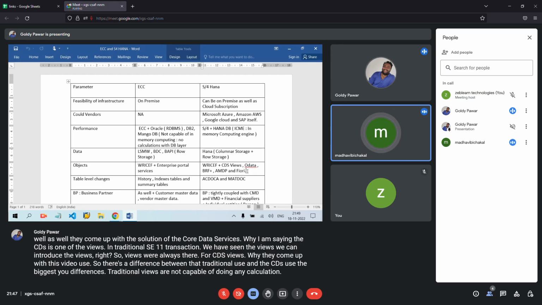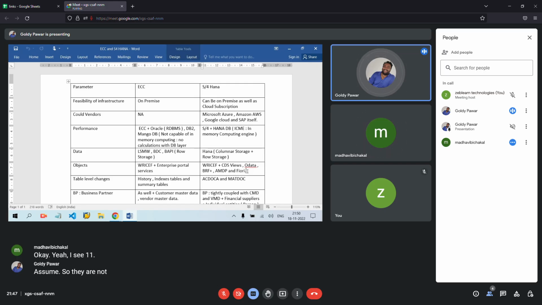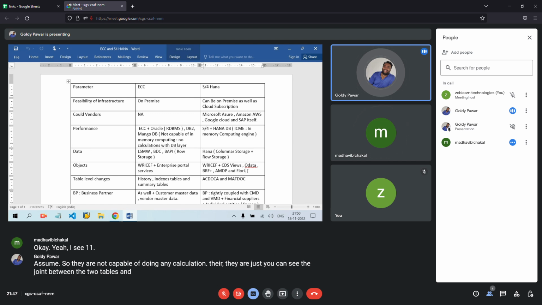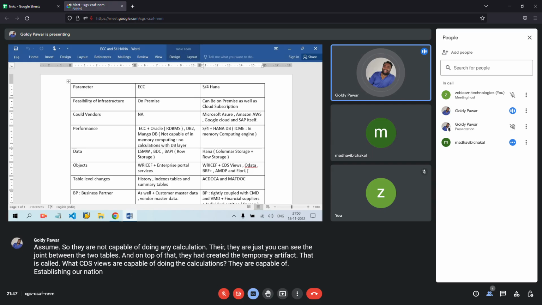When you say traditional view, you mean the view that we create based on the tables? Yes, correct, SE11 views. So they are not capable of doing any calculation. They are just the join between two tables, and on top of that they create a temporary artifact that is called a view. But CDS views are capable of doing calculations. They are capable of establishing a relation with two or more objects.